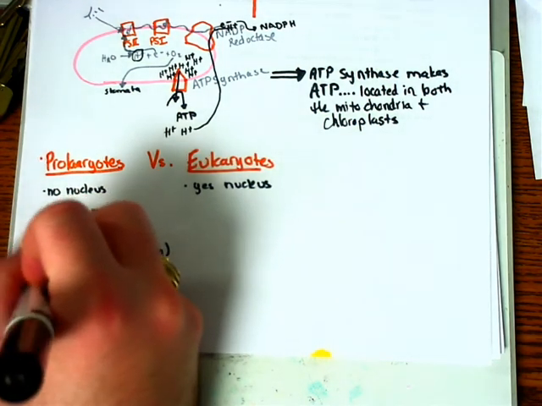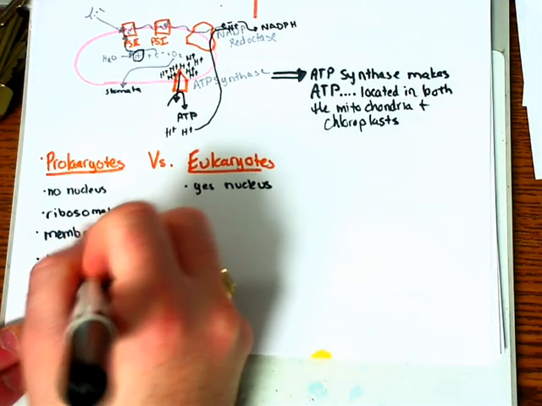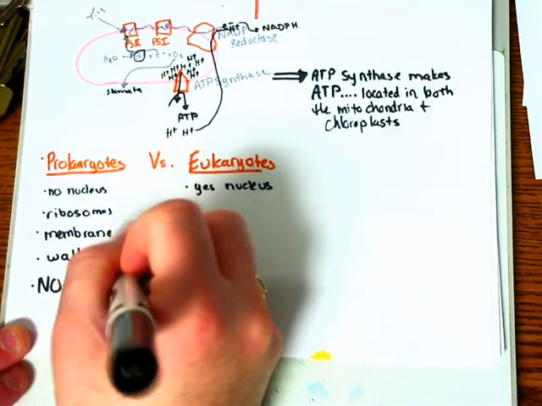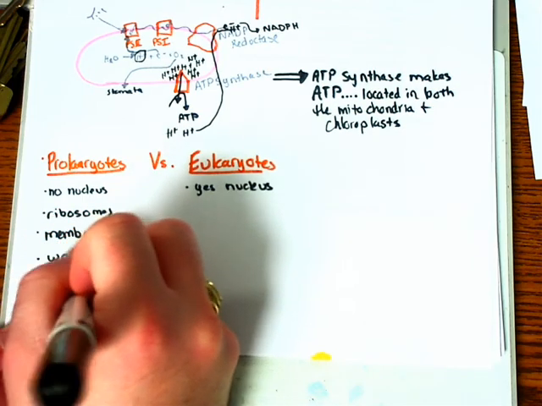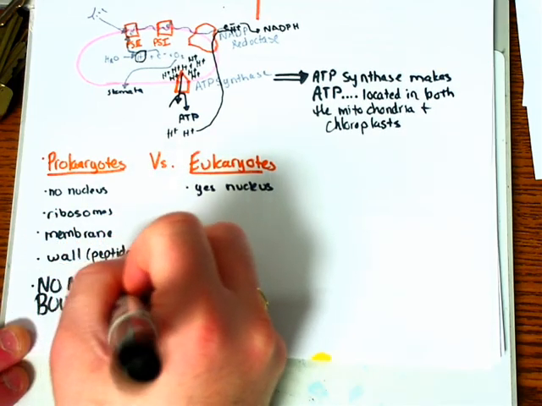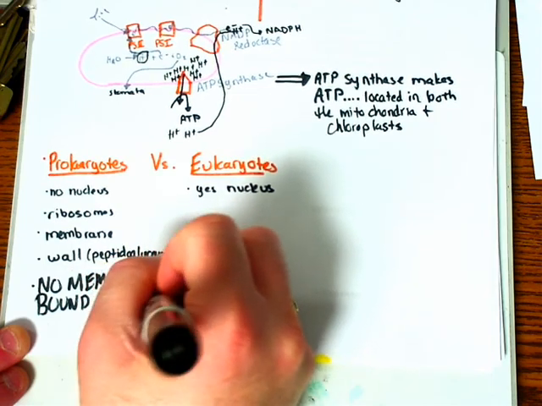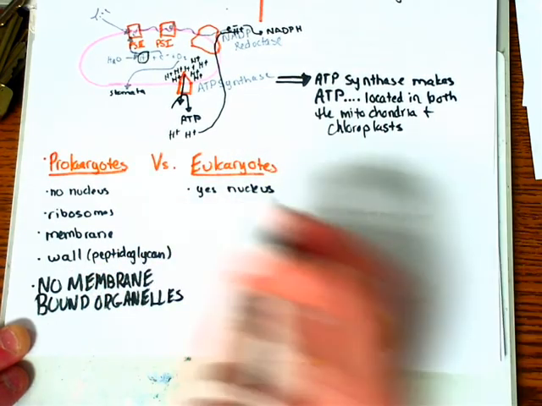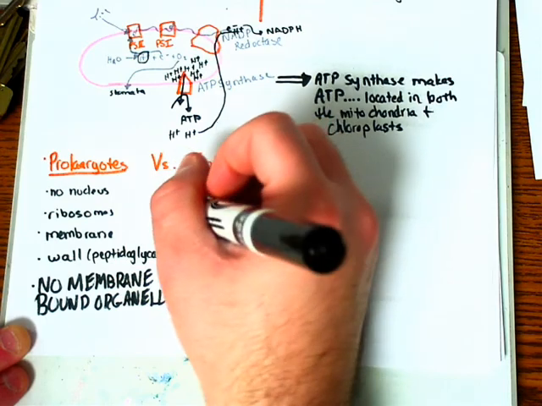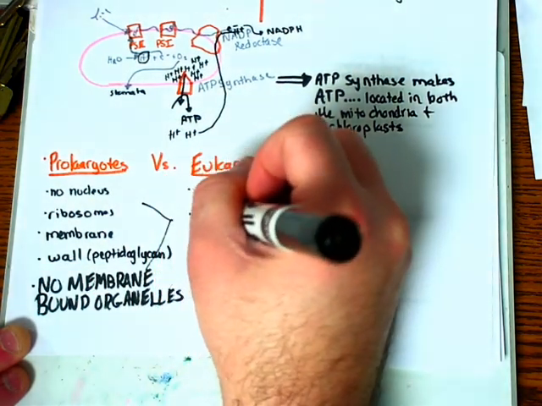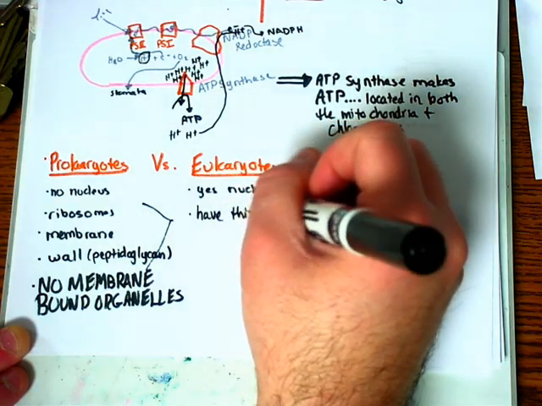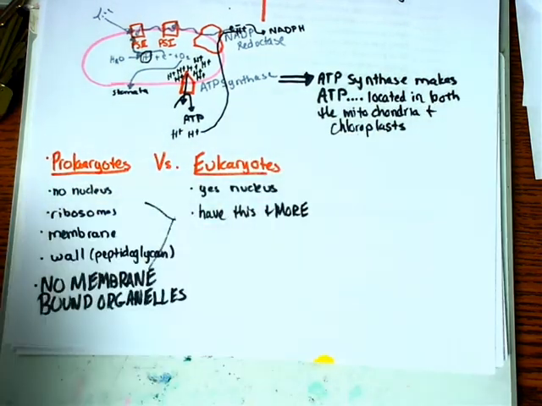They certainly have no membrane bound organelles. But certainly the eukaryotes would. They do have, of course, everything you see over there. They have all this and more. Correct?